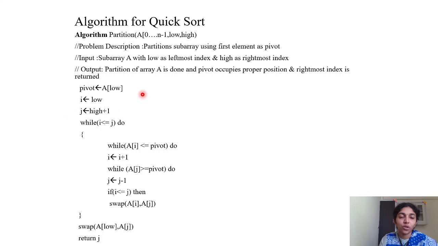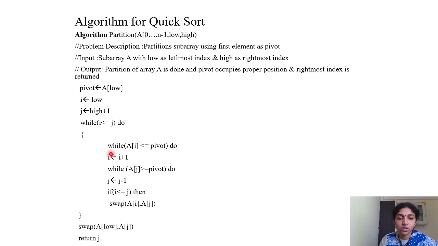Initially, we have to perform the following initialization. First is pivot. I told you already, pivot should always point to the first element, that is a of low. We have two more indices i and j, where i takes the value of low because low is pointing to the first element, and j points to high plus 1, that is past the last element. Now while i is less than or equal to j, you have to perform the following operations repeatedly.